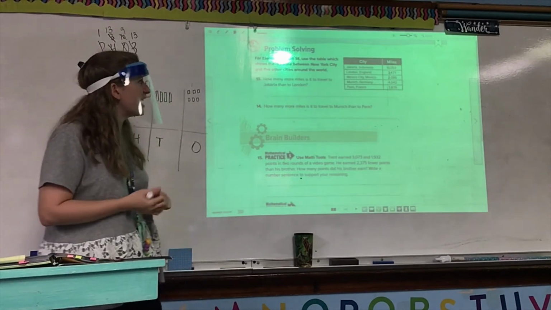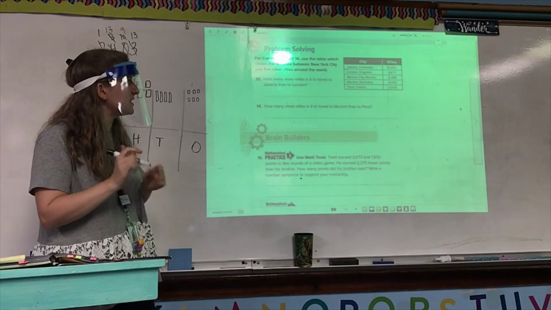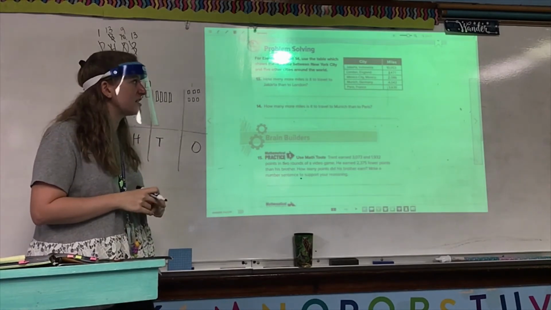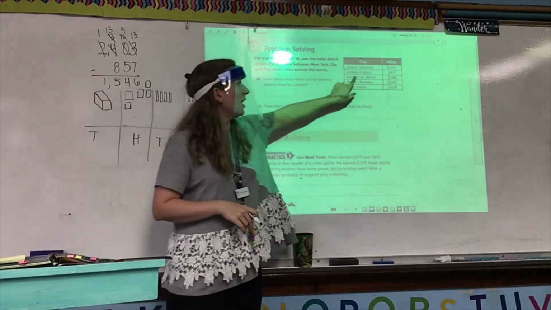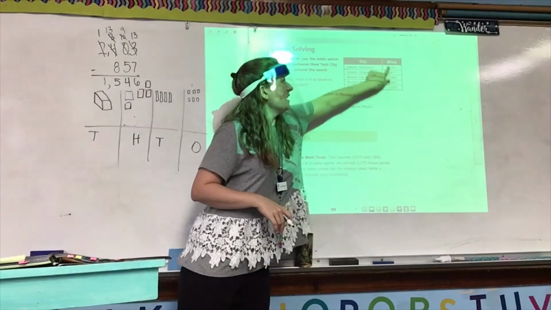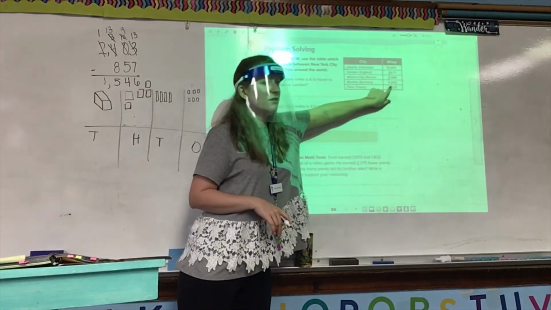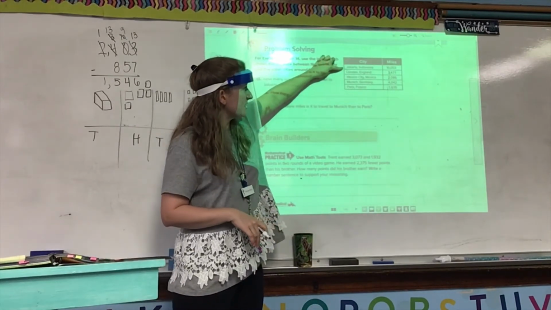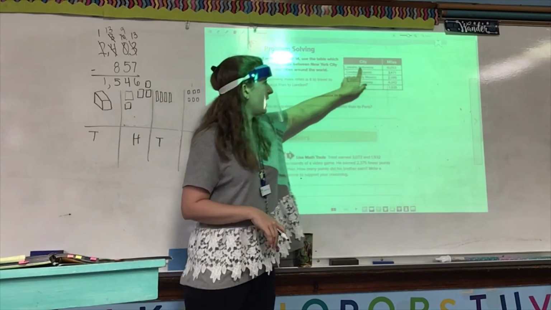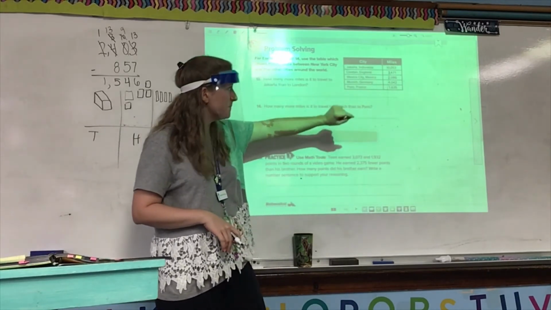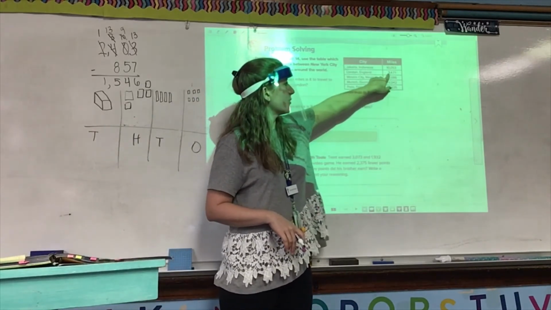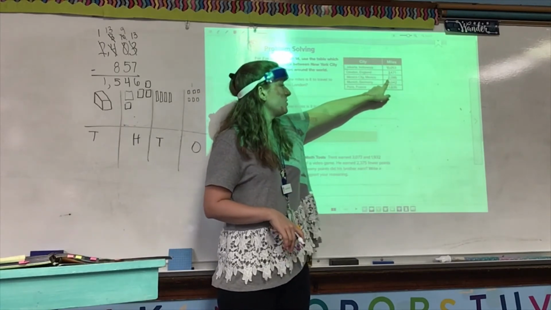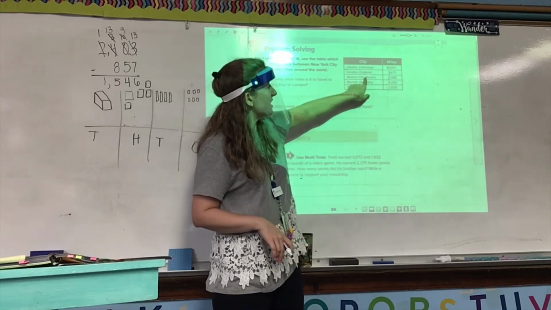So for exercises 13 and 14, use the table which shows the distance between New York City and 5 other cities around the world. So we know that this is the number of miles from New York City to each of these cities. So New York City is 10,053 miles from Jakarta, Indonesia. New York City is 3,471 miles from London, England. New York City is 2,086 miles from Mexico City, Mexico.